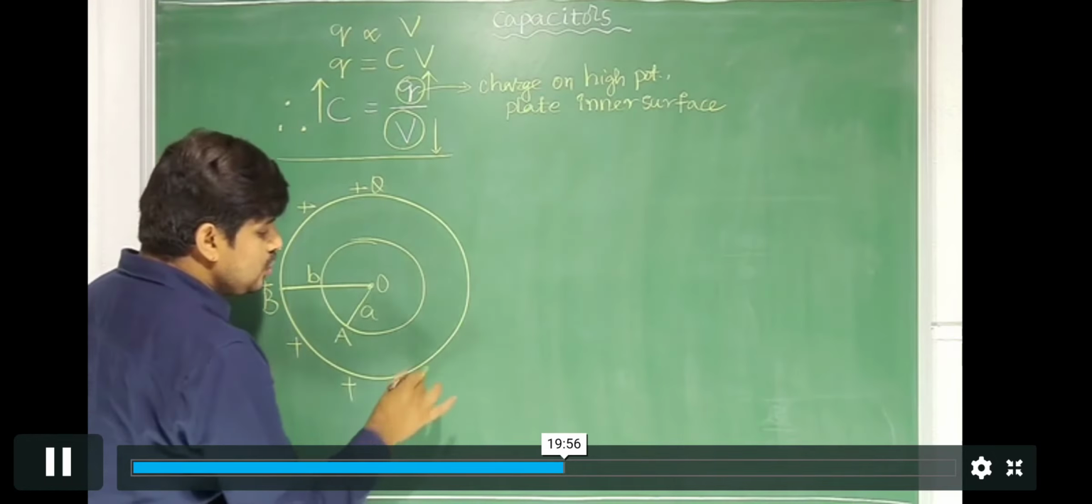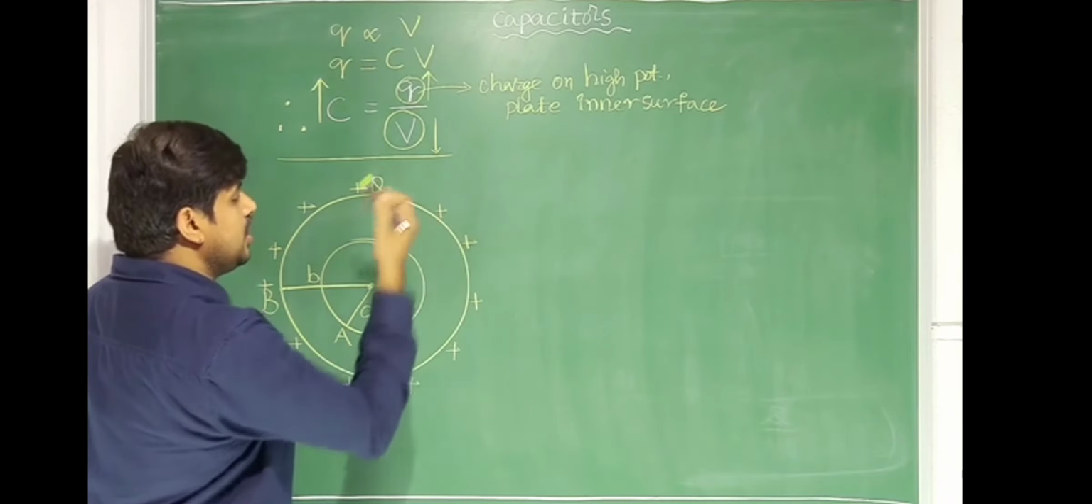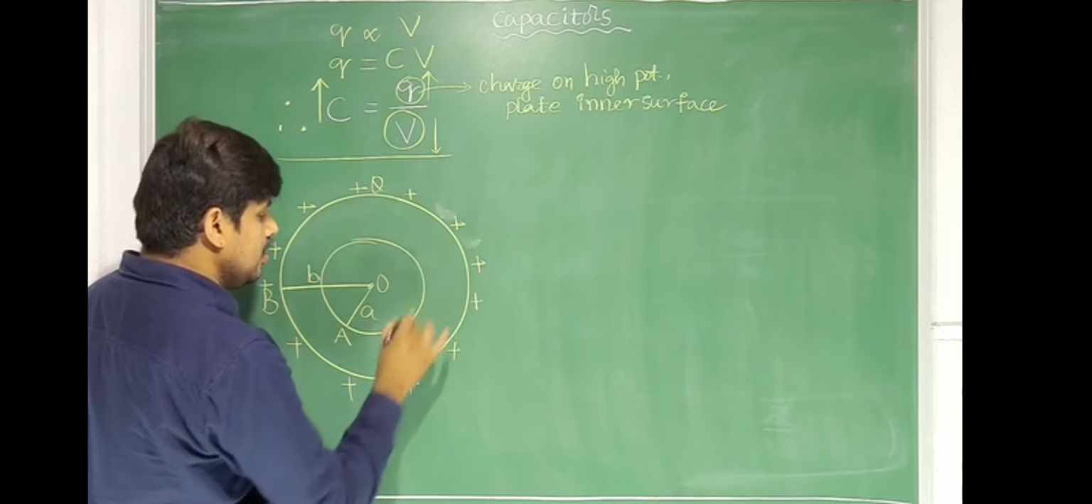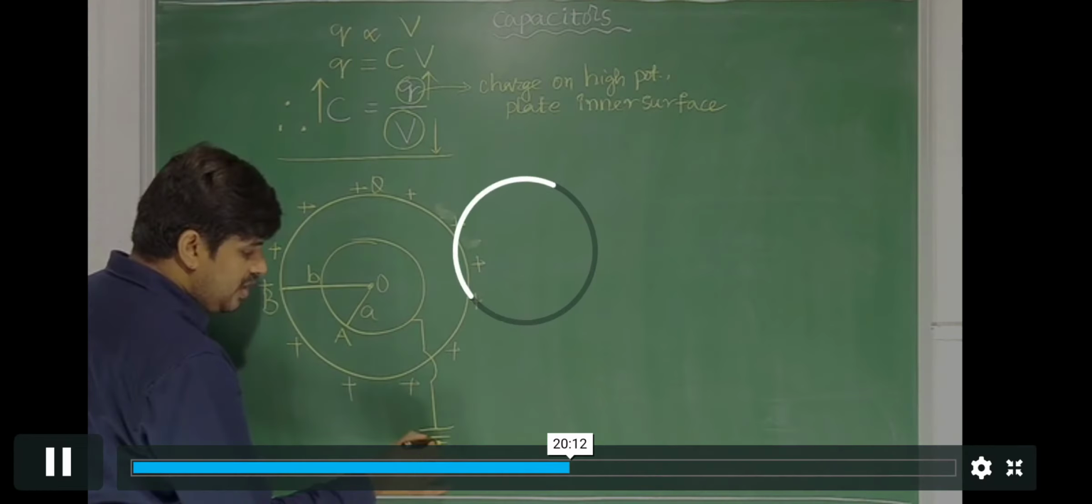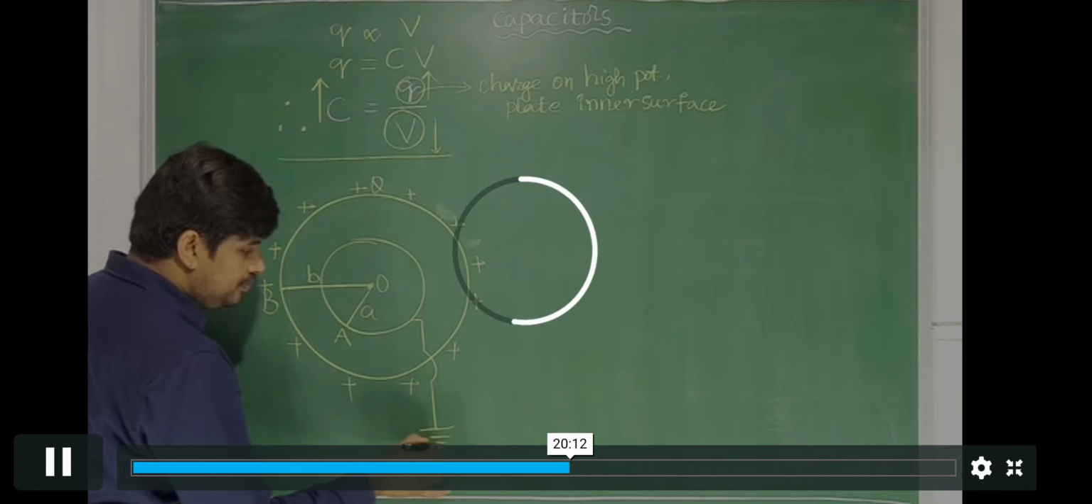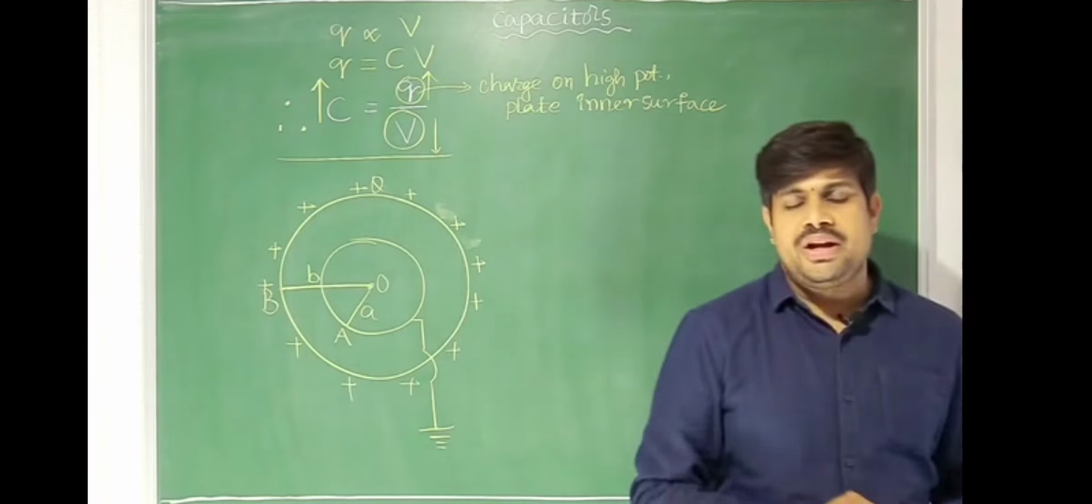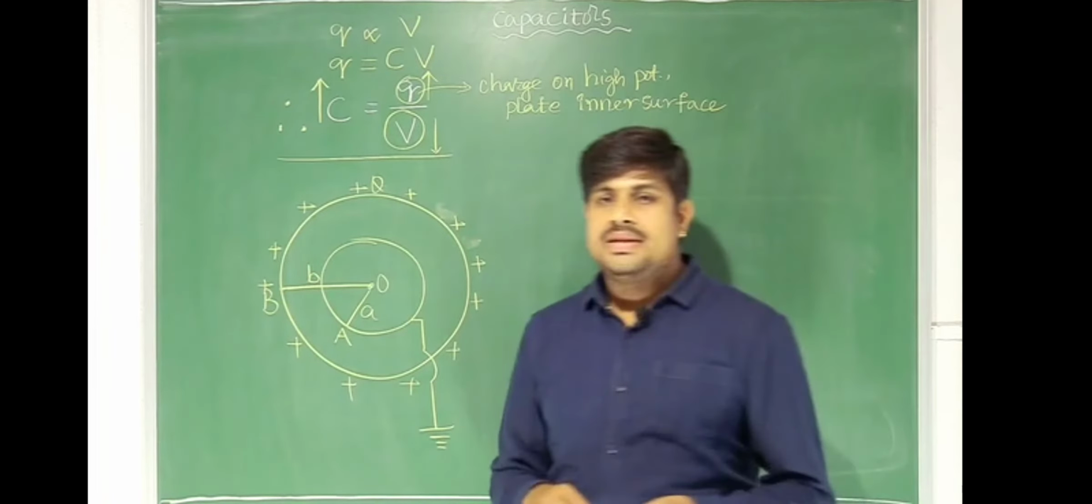And I am not giving any charge to A, rather I am connecting the inner shell A to ground. So I am connecting A to ground like this, as shown in the figure. So when I do like this, immediately you get it out. Sir, on the inner surface there is no charge in a cell. How will a capacitor be formed?